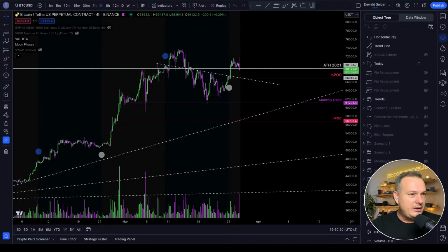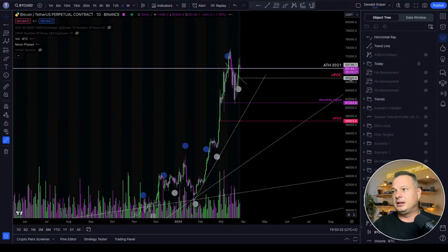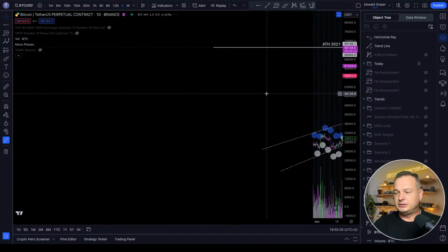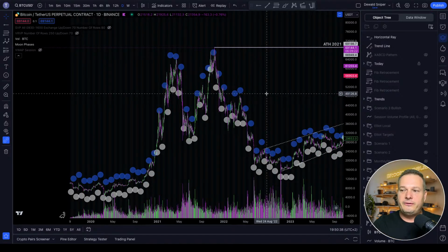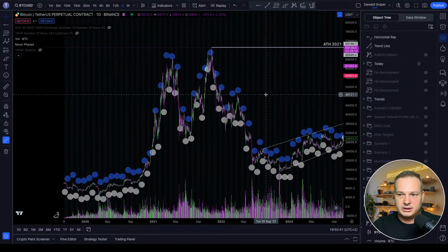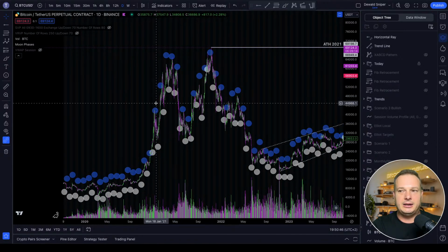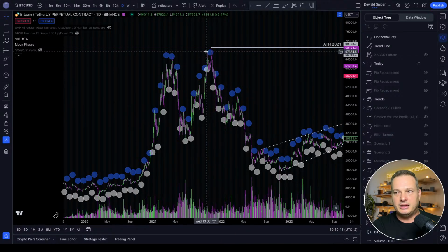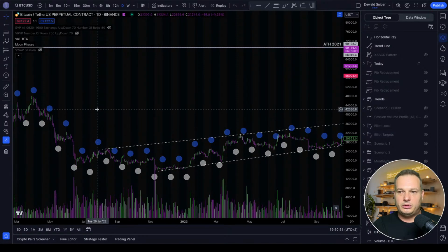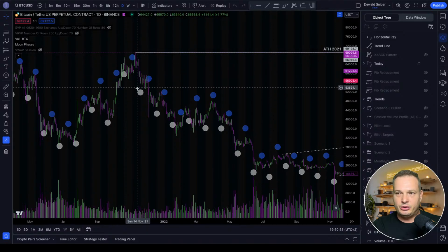Full moons dump when bear market starts. Yes, you are right. When I go on to the daily over here, just to show you guys, the full moons and the new moons change roles. When you are in a bull market, the full moons take control and they push price higher. When you are in a bear market, the new moons take control where it pushes price down, where the full moons consolidate the price down.